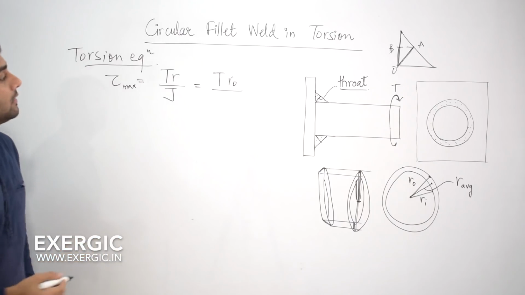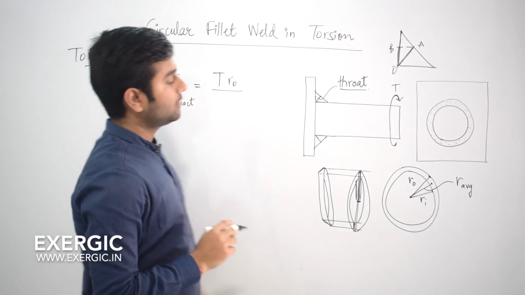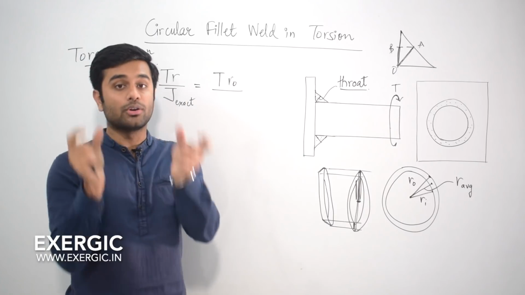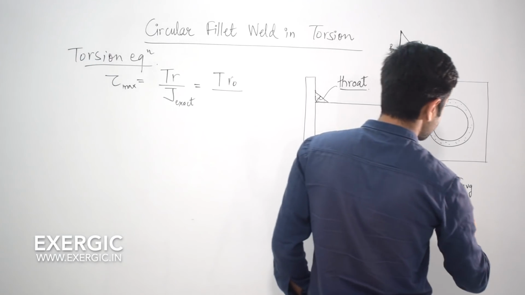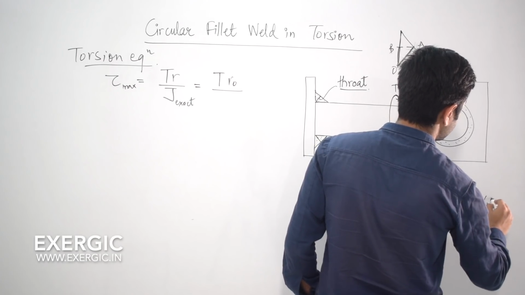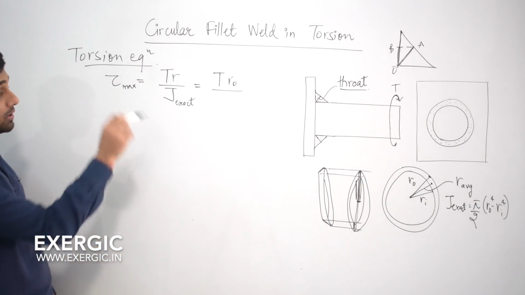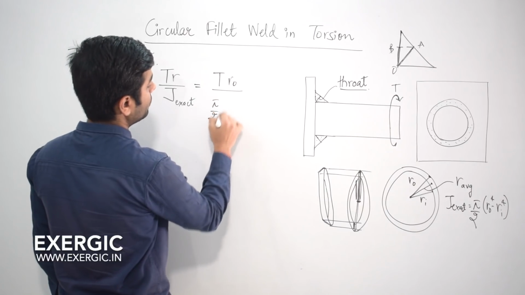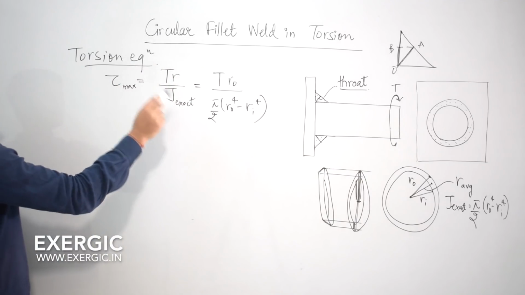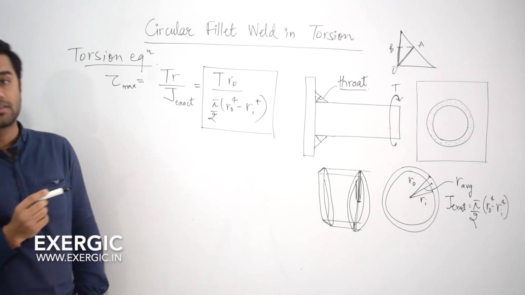Okay. And how do you calculate the exact value of J? You know that for shapes like this, when we have a ring or a thin hollow disc, the exact value of J is determined by pi by 2 RO to the power 4 minus RI to the power 4. Correct? So you put this value here, pi by 2 RO to the power 4 minus RI to the power 4. This is the expression for the exact value of maximum shear stress.